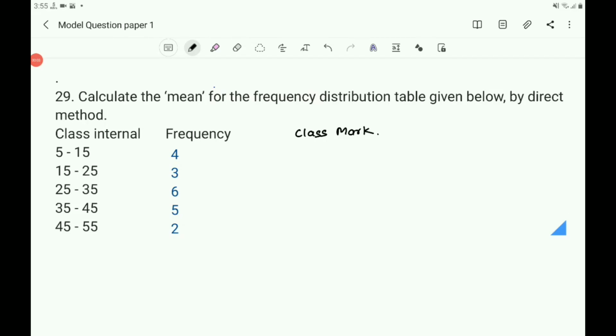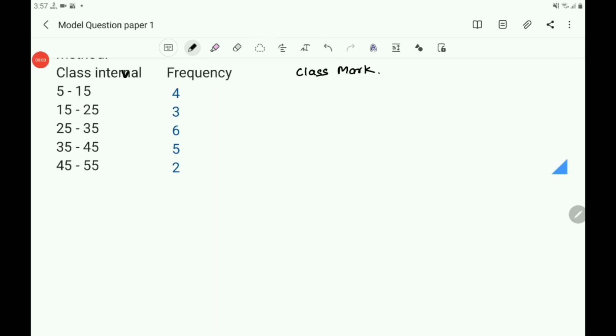Take 29th question. Calculate the mean for the frequency distribution table given below by direct method. First column for the class interval, second column for the frequency. And the class intervals are 5 to 15, 15 to 25, 25 to 35, 35 to 45, and 45 to 55. And the corresponding frequencies are given: 4, 3, 6, 5, 2.